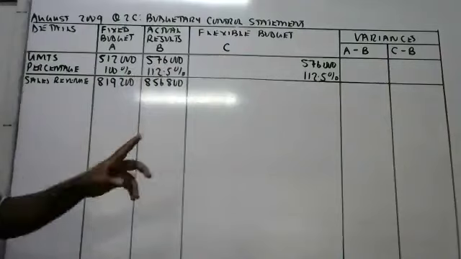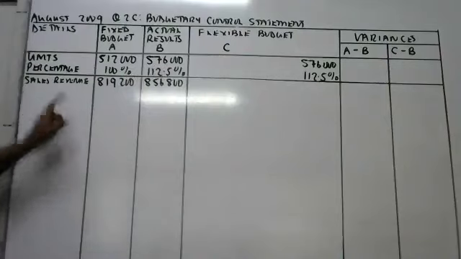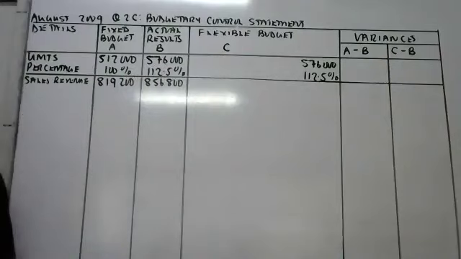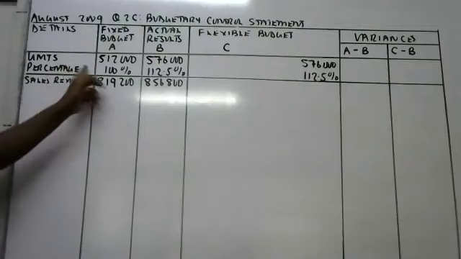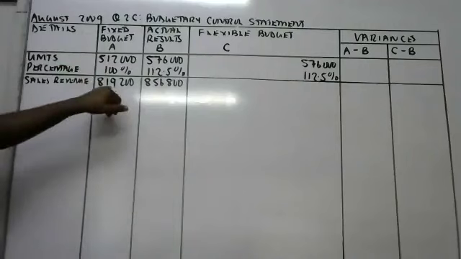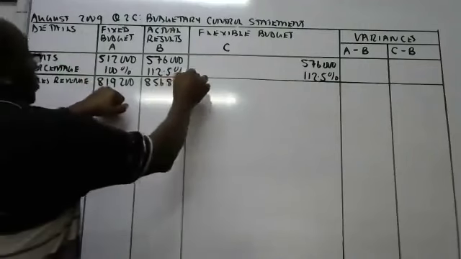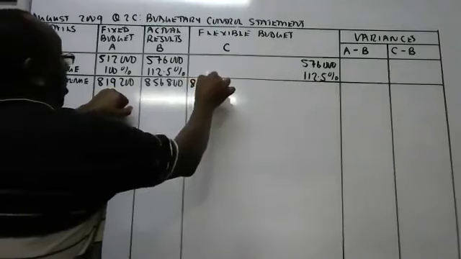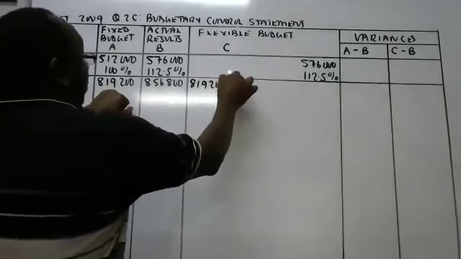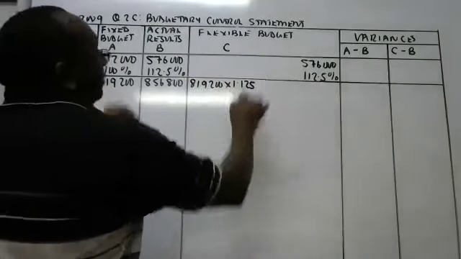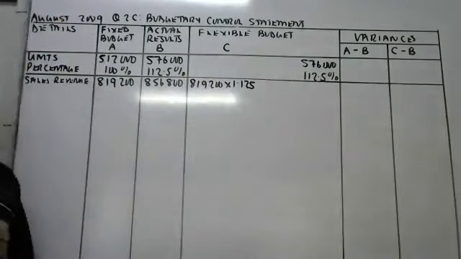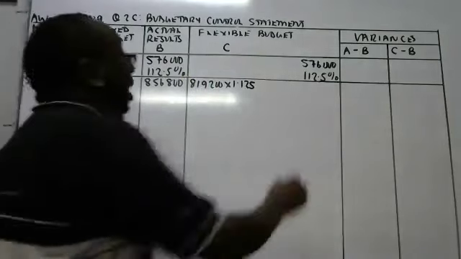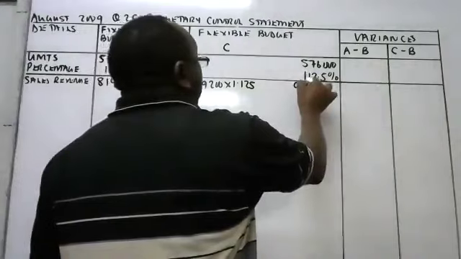So you ask yourself, is revenue a variable component? Does it change as units change? Yes. So if yes, this value here, 819,200, you multiply by the new percent, 1.125. That gives 921,600.